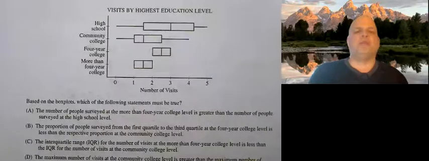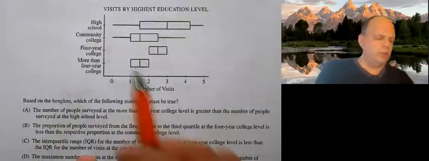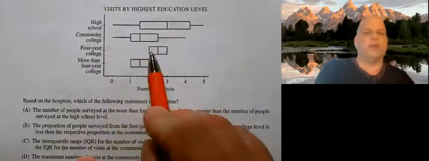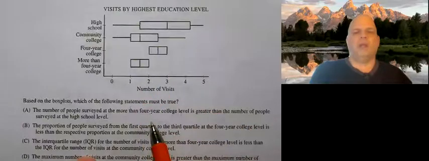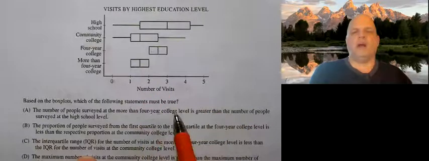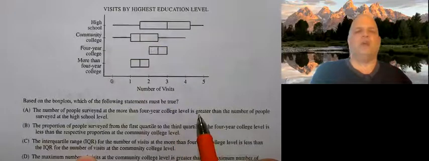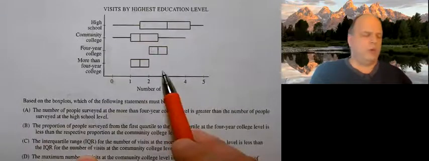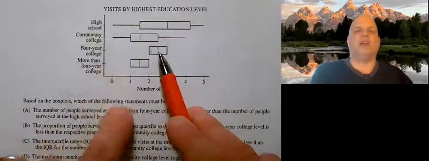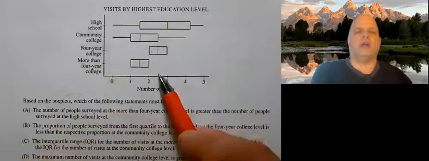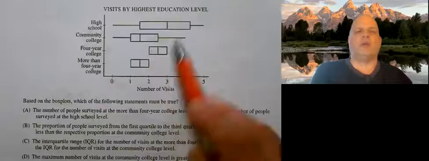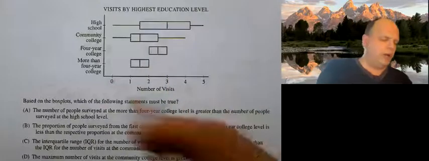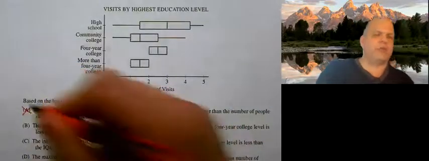The number of people surveyed at the more than 4-year school, so the number at the 4-year college level, is greater than the number of people surveyed at the high school. Unfortunately, we don't know anything about the numbers here or here. So there could be more at the 4-year college or there could be less. We just don't know anything about the actual numbers.